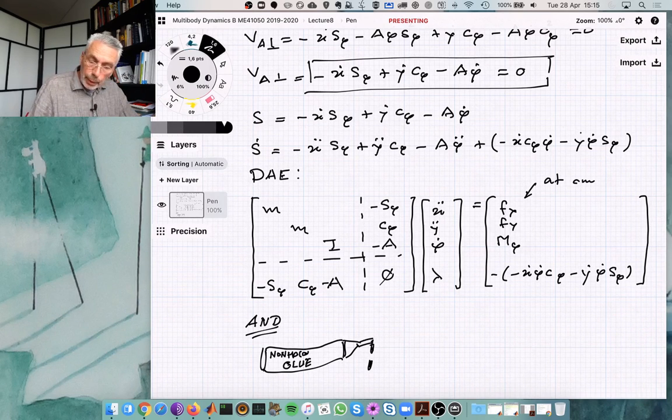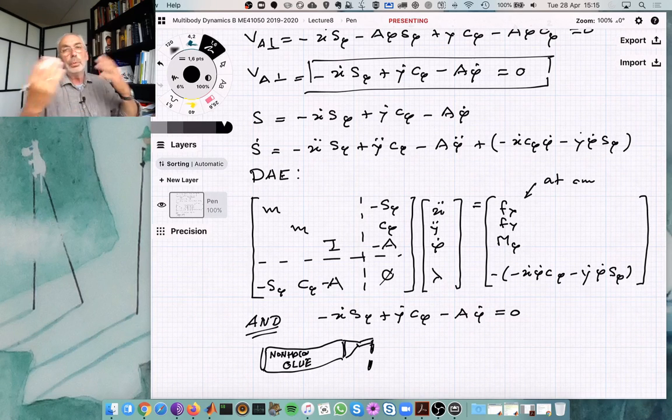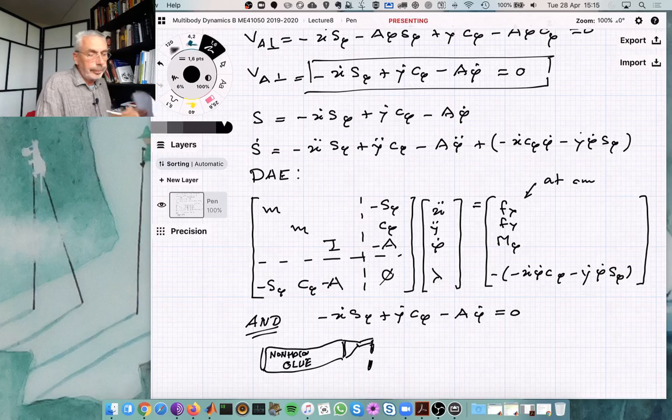And of course we have to make sure that the velocities stay on the surface. So we have minus x dot sine phi plus y dot cosine phi minus a phi dot is 0. This constraint equation we're going to use when we want to stay on the constraint surface. Okay, so that was a long derivation for a, well, seemingly simple problem.